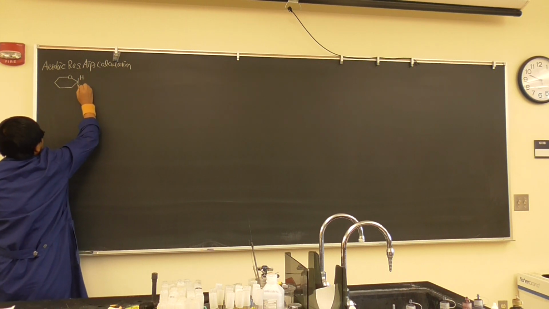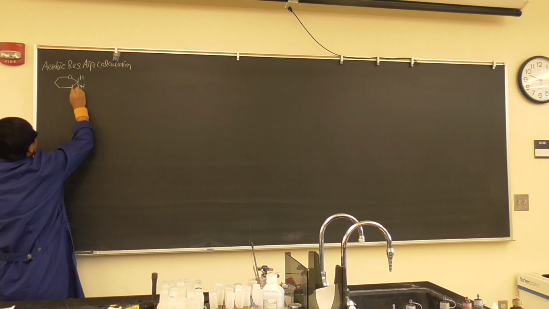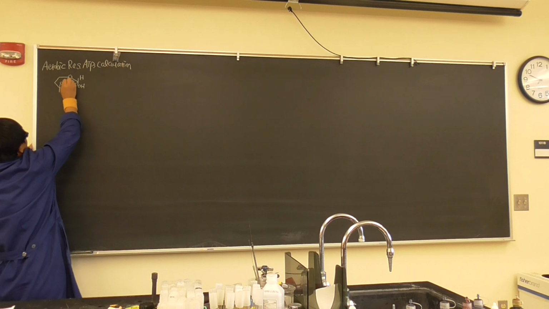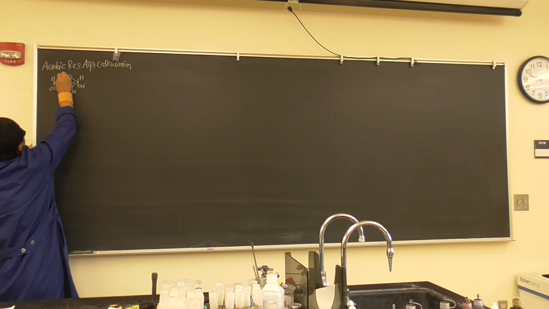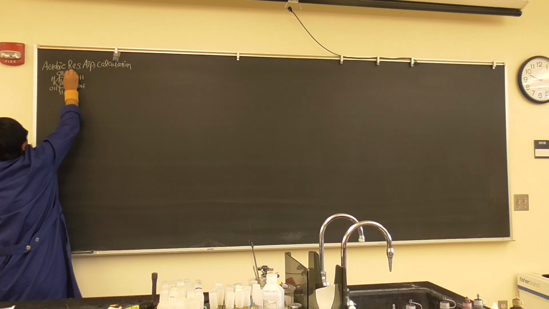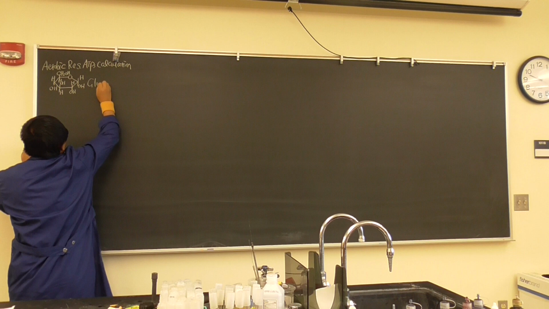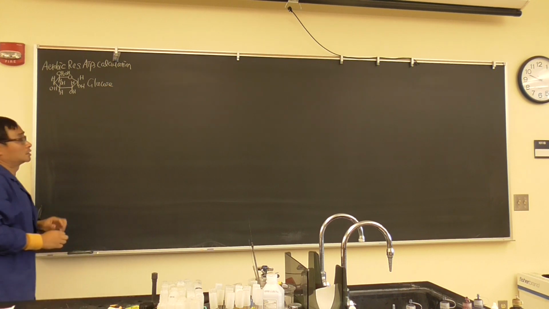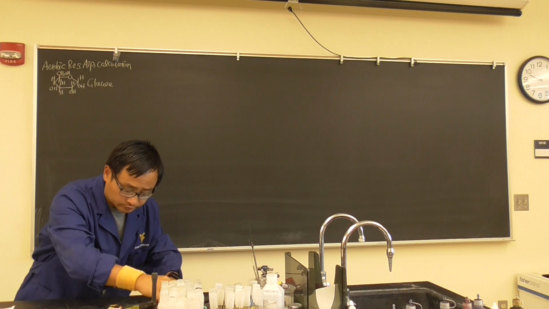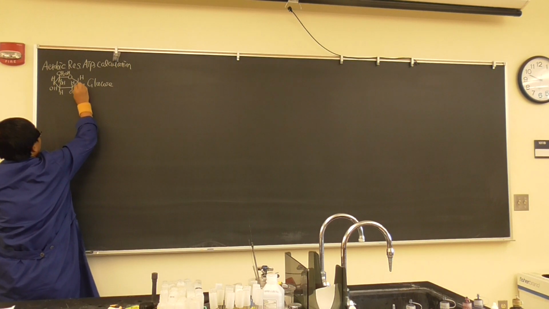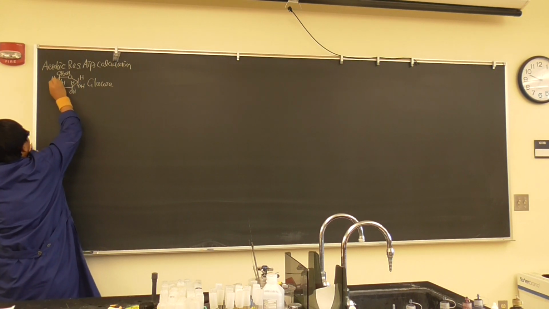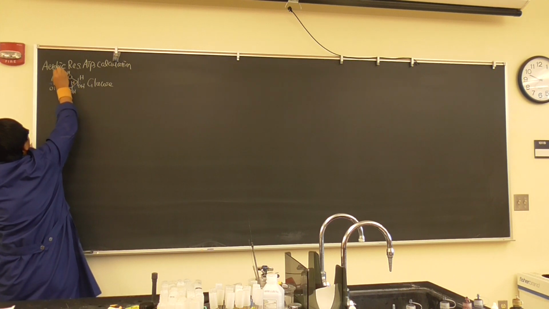A 6 carbon sugar. Okay, HOH goes here, HOH then goes here, OH, H, then OH, H, and top H, CH2OH. This is glucose. And you should know how to label the carbon. That's important. Carbon number 1, carbon number 2, carbon number 3, carbon number 4, carbon number 5, and carbon number 6.